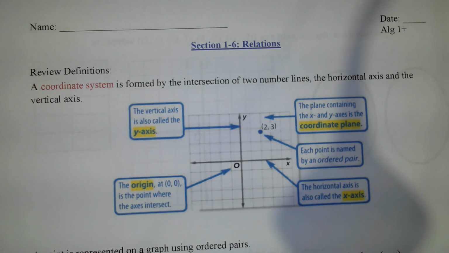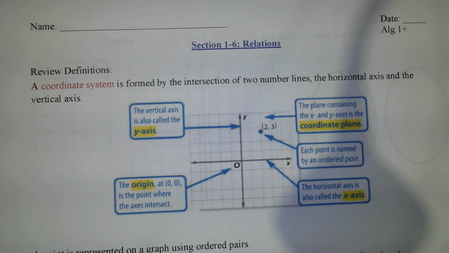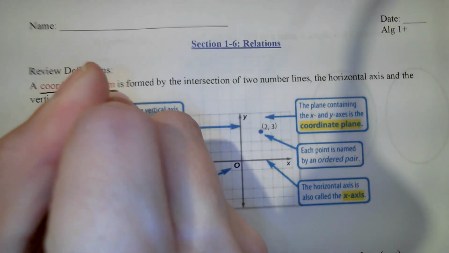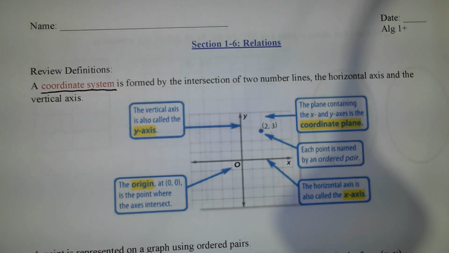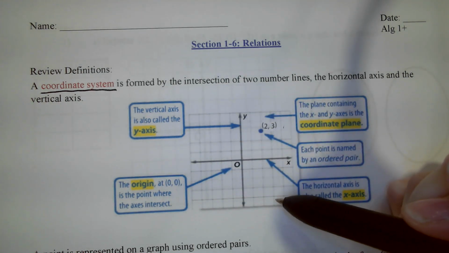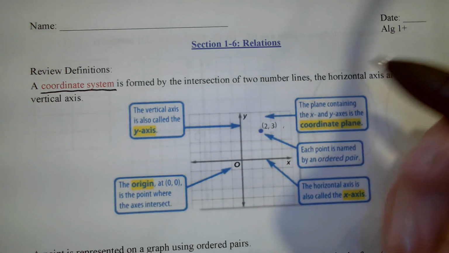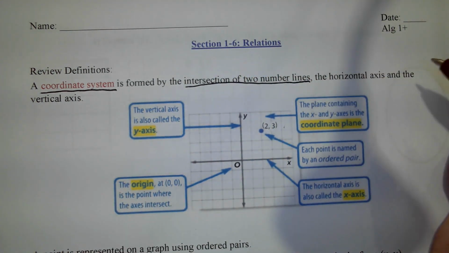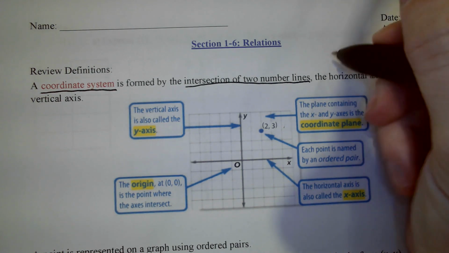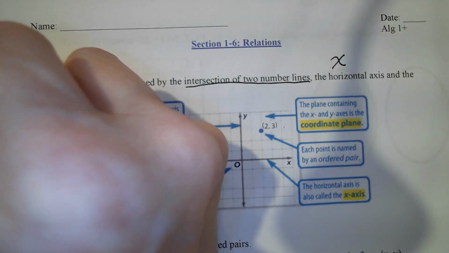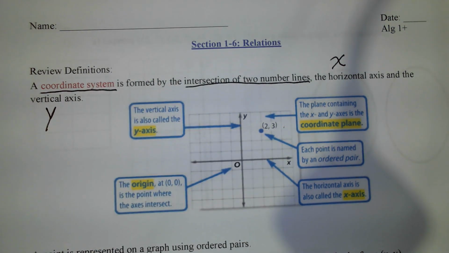Before we get into the meat and potatoes of it, let's review some things we've learned in the past. We are going to be talking about coordinate systems today. Now, a coordinate system is like a map for math. It is where we use a grid that looks like this, that has been formed by the intersection of two number lines. The horizontal axis, which is the x-axis, and the vertical axis, which is the y-axis.